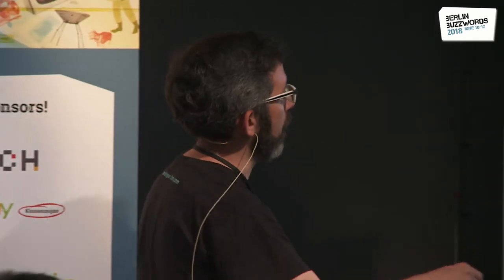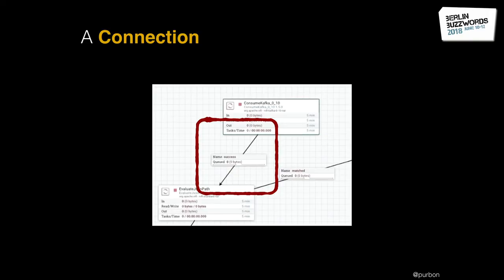A connection. Obviously, if we want to send things from A to B, we need a queue in the middle. To connect, every processor gets different kinds of queues. You can define them, like success and match, but every processor gets its own set of queues. An interesting thing about the queues is that you can put priorities, and you can put back pressure control here. So yeah, it's very dynamic as well.